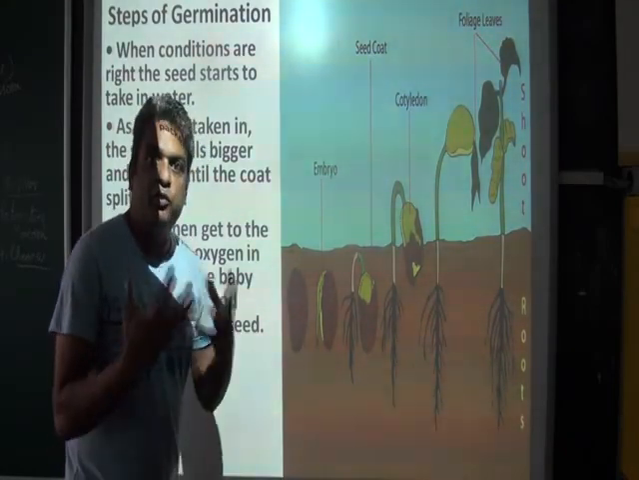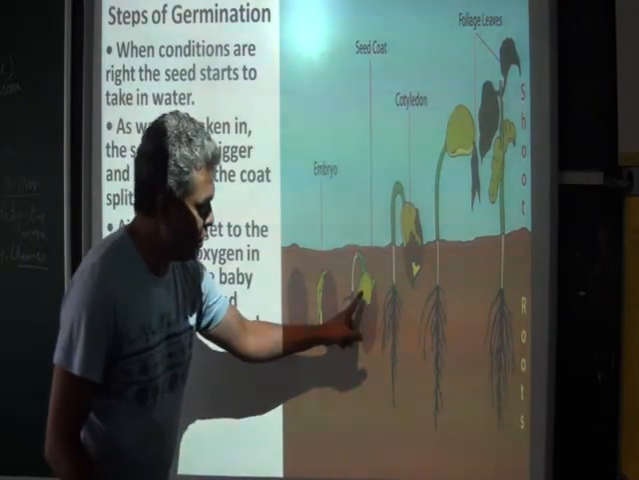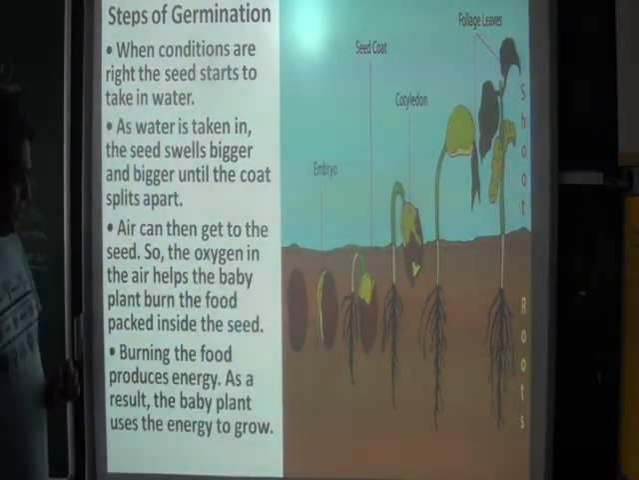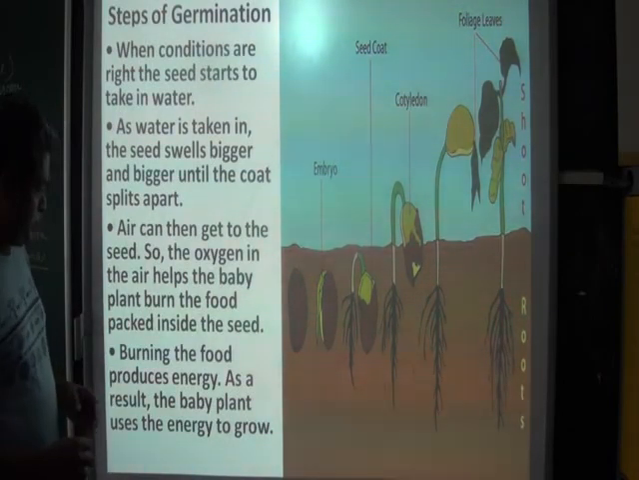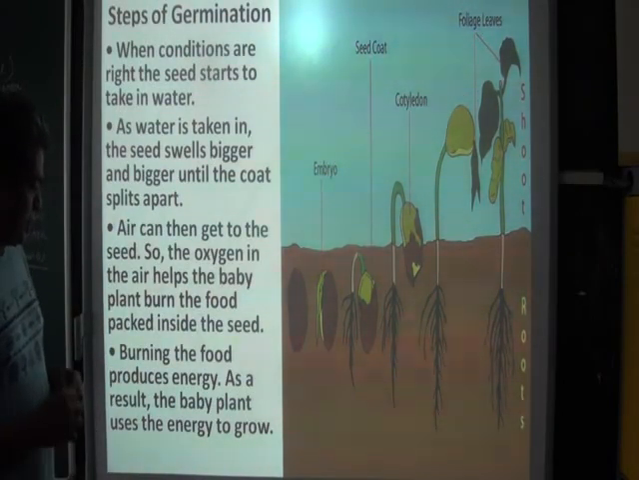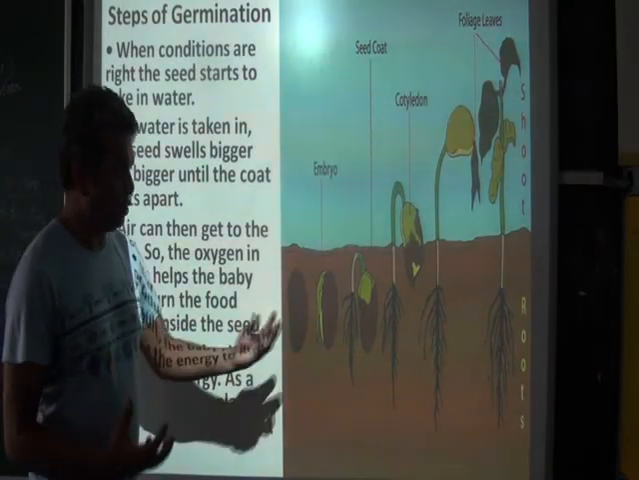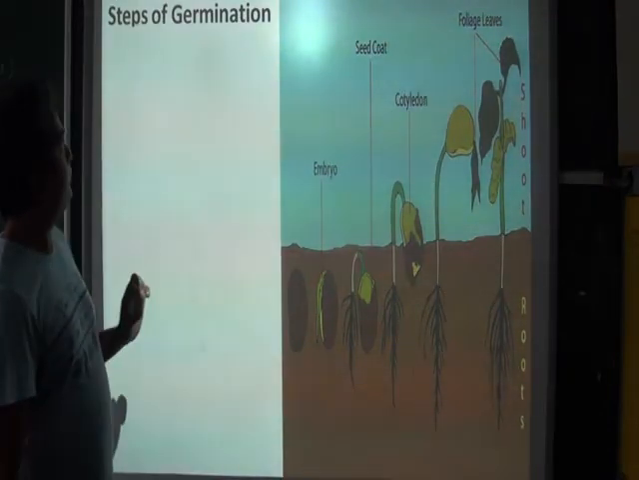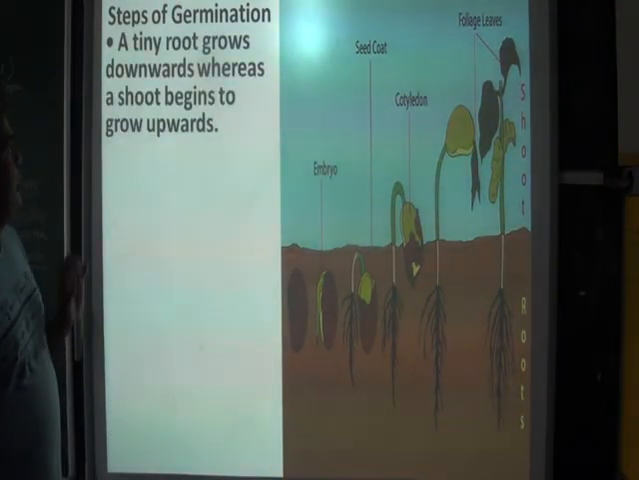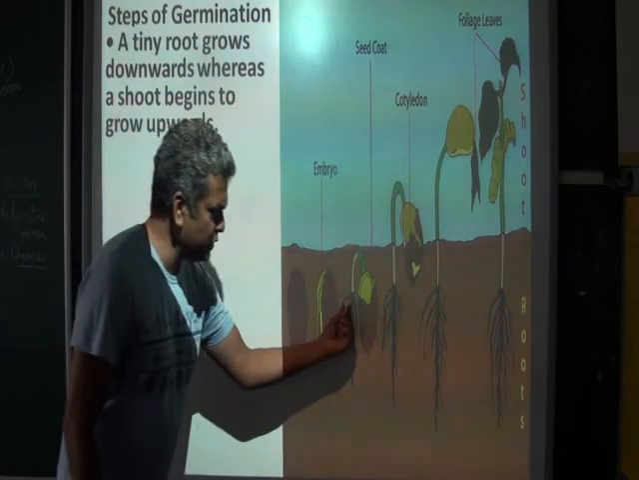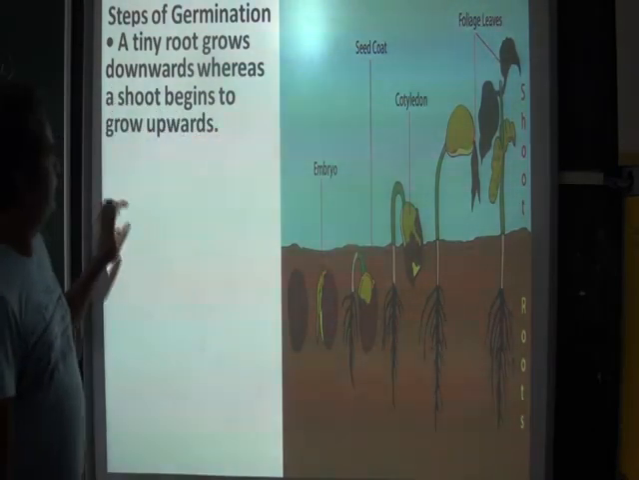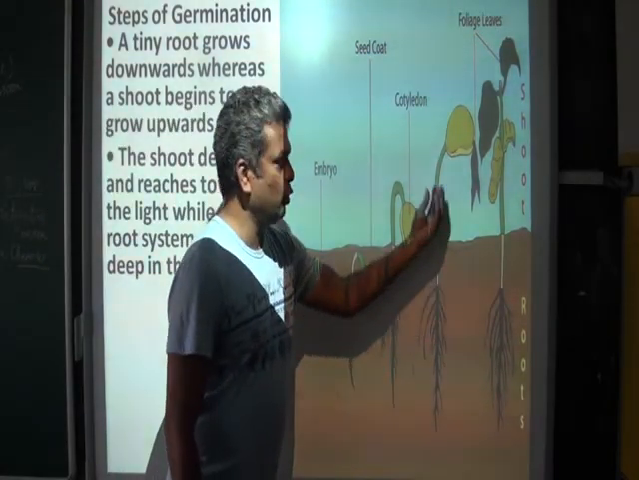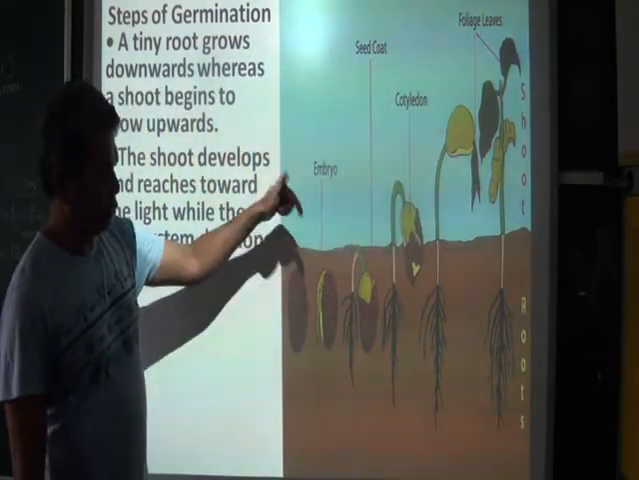To grow, it needs food. So where does it get its food from? From the cotyledons, the seed leaves. And then that food, it burns, produces energy. As a result, the baby plant is able to grow. So it starts growing and then it comes out of the soil. The next step you will see a tiny root growing. So roots will start growing and it keeps growing. And then you will find the shoot coming out slowly. The shoot grows up, the root goes downwards.